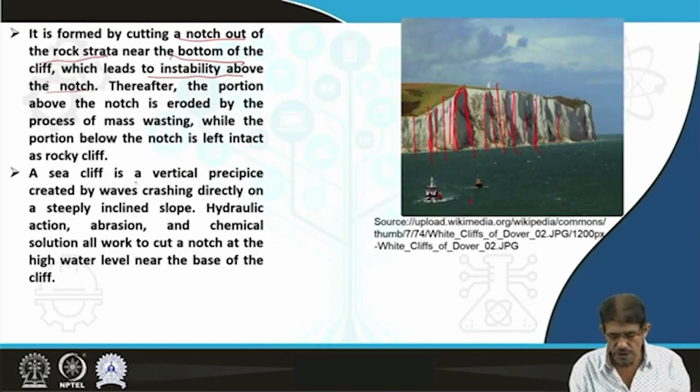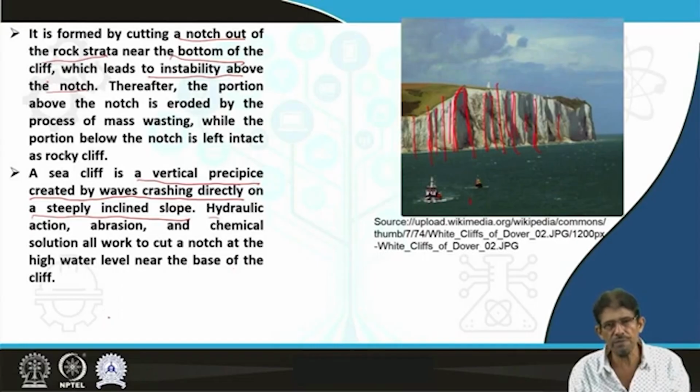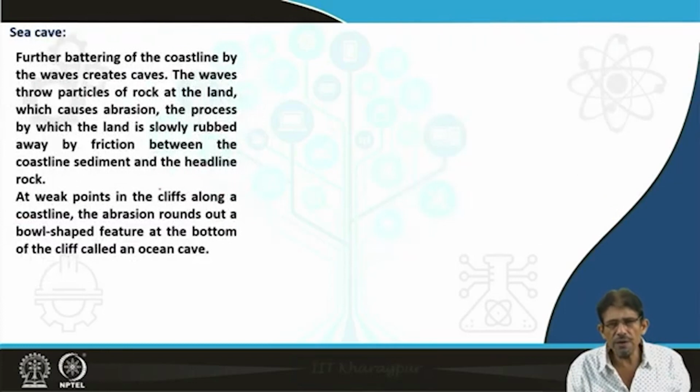The sea cliff is a vertical feature created by waves crashing directly on a steeply inclined slope, and the hydraulic action, abrasion and chemical solution all work to cut a notch at the high water level near the base of the cliff. Beside this cliff there is a formation of a platform also, with continuous increment in erosion on the cliff made up of rock strata. There is a formation of some holes due to continuous striking of waves.